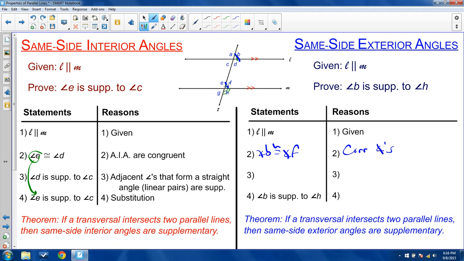Look at F and H. They are linear pairs. So angle F is supplementary to angle H. Why? Those are adjacent angles that are adding to become a straight angle. They're linear pairs. They are supplementary. If that's the case, then angle B, if you substitute, must also be supplementary. And again, that's a case that was built up. Angle B and angle F are the same measure. Therefore, angle B plus angle H should also equal 180, just like angle F plus angle H. So if a transversal intersects two parallel lines, then same side exterior angles are also supplementary.